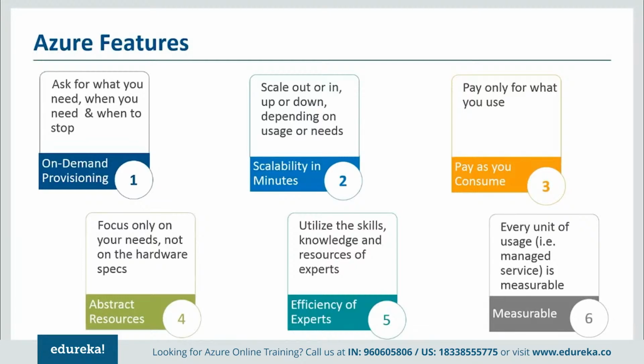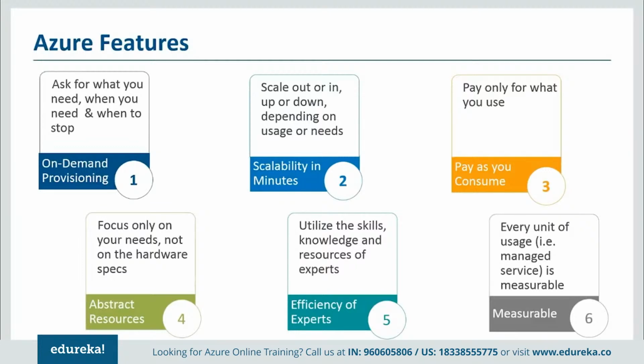If I have, let's say, right now 1 VM and suddenly I want to scale it up to 100 VMs, can I do it on-prem? Very, very difficult. When it comes to the cloud, scaling from 1 VM to 100 VMs is just a matter of seconds. This is what we call on-demand provisioning.